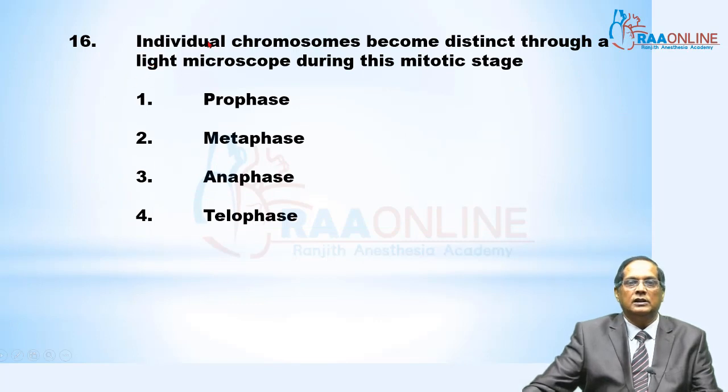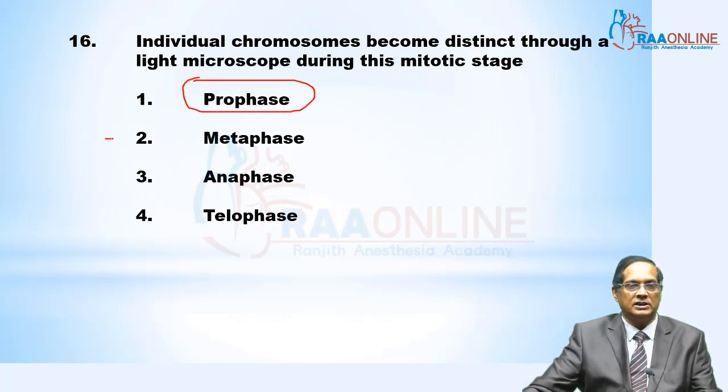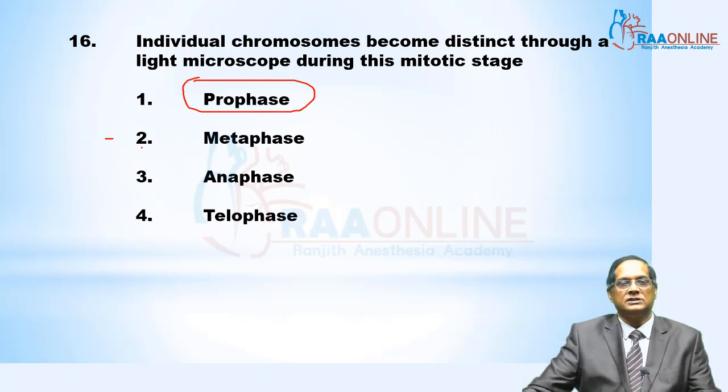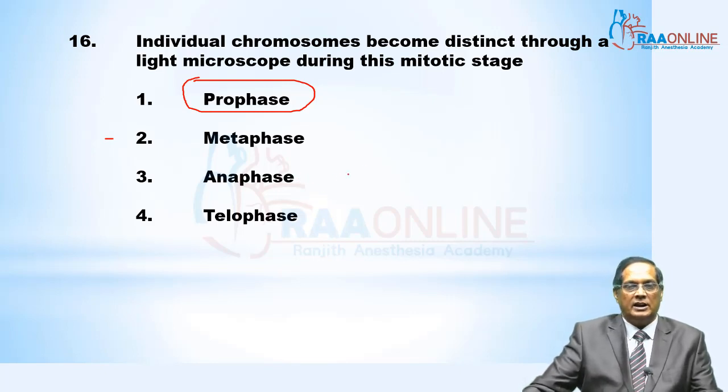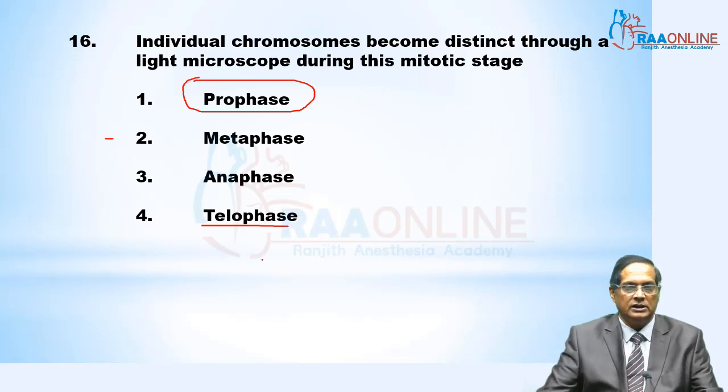16th, individual chromosomes become distinct through a light microscope. During this phase, individual chromosomes are distinguished, that is in prophase stage, though they show maximum condensation in metaphase. In anaphase, they are polarized. And in telophase stage, they gradually disappear.